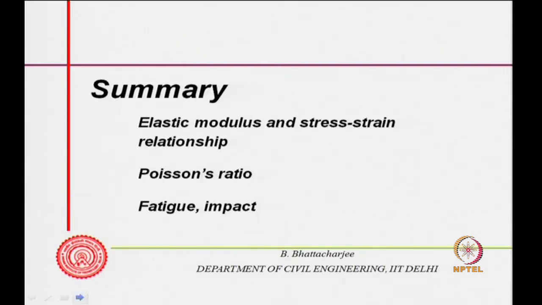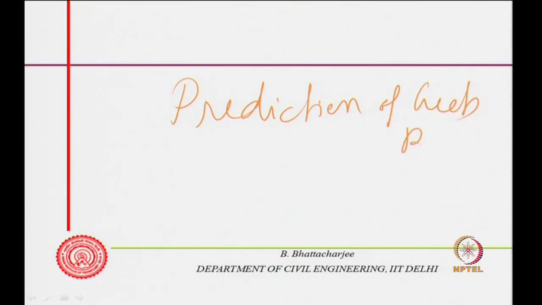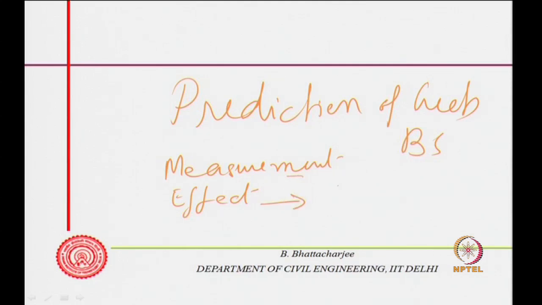So, let us summarize this. What we have seen in this class is summarized here. First of all, we looked into prediction of creep, then we looked into measurement, then we looked into effect, and in the process of course, we also looked into relationship to fatigue, Miner's rule, etcetera. And lastly, introduction to shrinkage. So, this is what this class was related to.